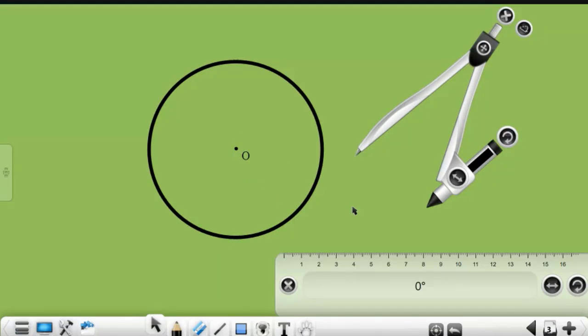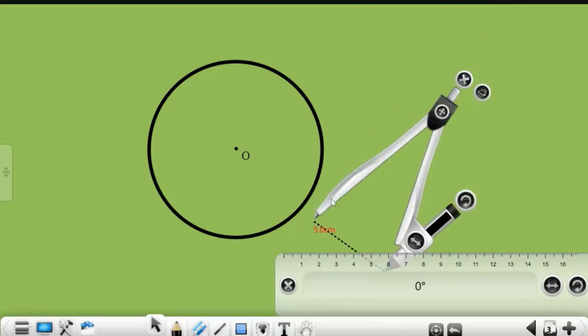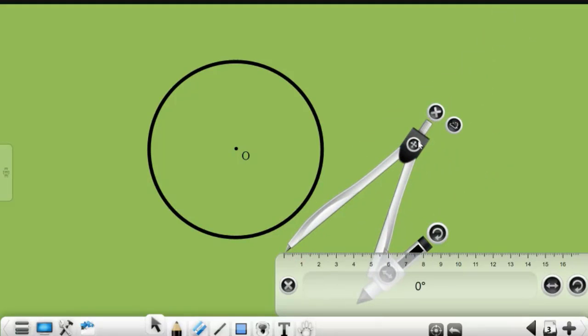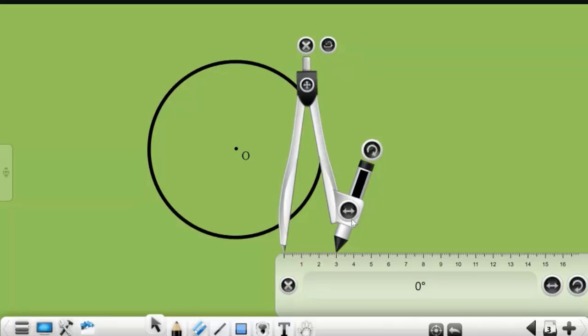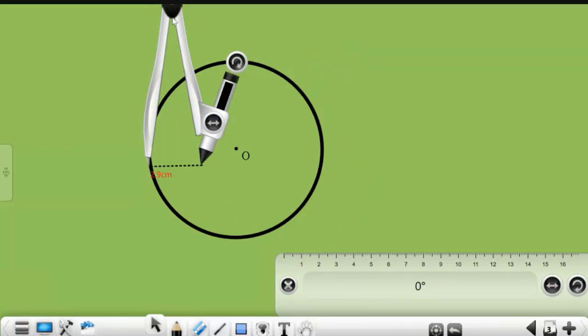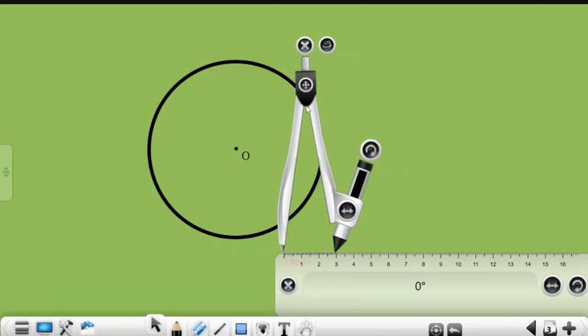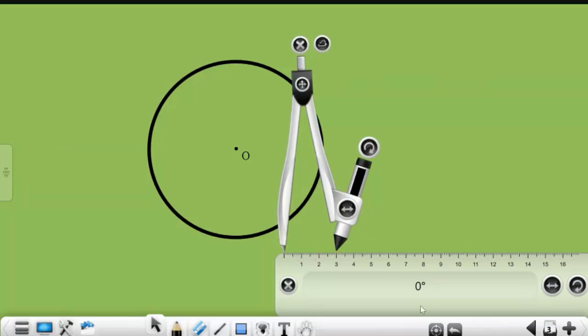Now what do they ask to find? Construct 2 chords of 3 centimeter in length from point P on a circle. But 3 centimeter, I think this is too small here. Let me measure first and see if I manage to do it or not. If 3 is very short, cannot. So I choose to make it bigger. I make it 6, I think.